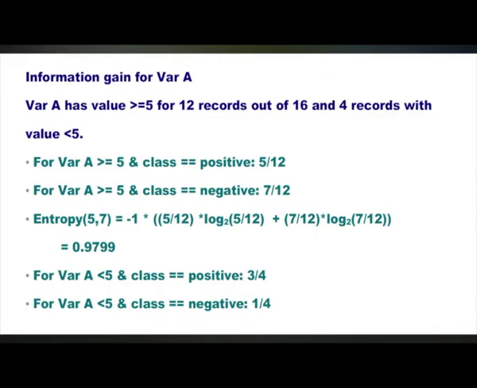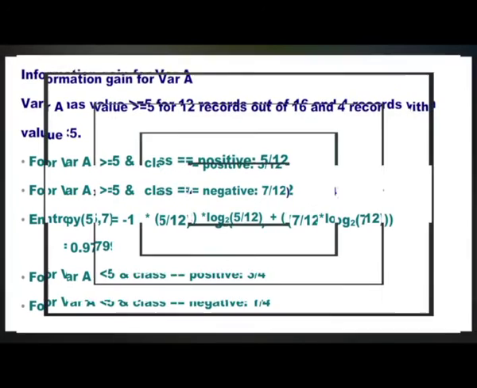Therefore, entropy (5, 7) is equal to minus 5 by 12 into log of 5 by 12 to the base 2 minus 7 by 12 into log of 7 by 12 to the base 2, which is equal to 0.9799. For variable A less than 5 and class equal to positive, the probability is 3 by 4. For variable A less than 5 and class equal to negative, the probability is 1 by 4.